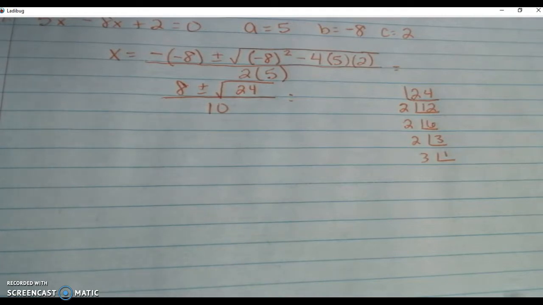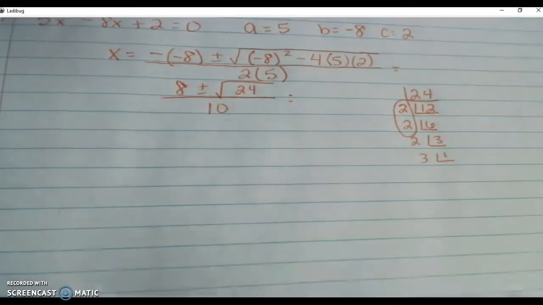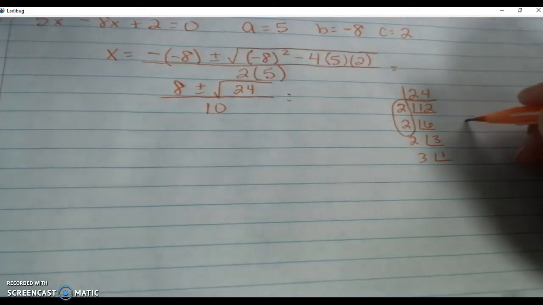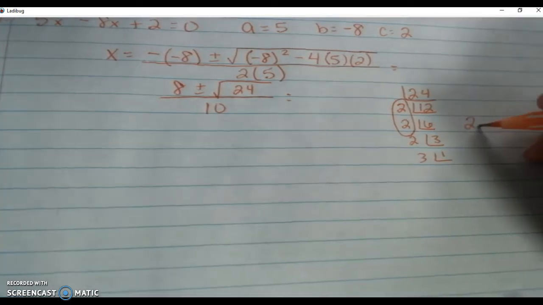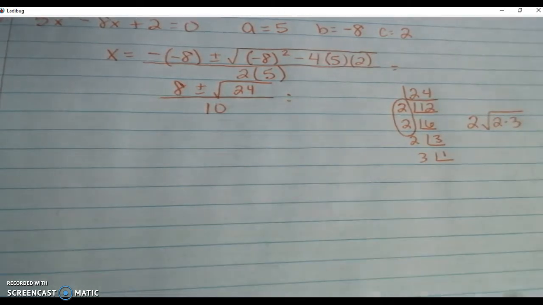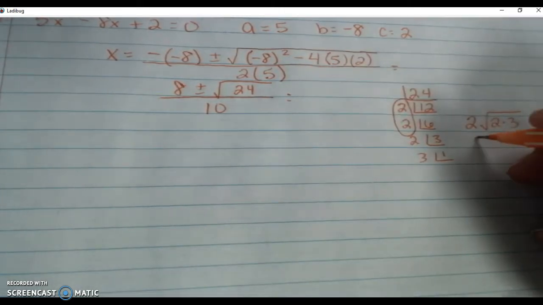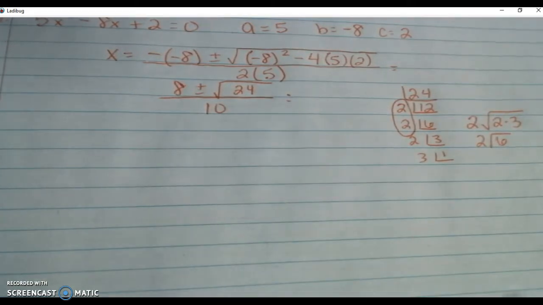We'll do a couple more. So now remember, we're looking for pairs. So I have a pair of 2's. So that means a 2 is going to come out. But then I have a 2 and a 3 left. I can't pair them up, so they both have to stay inside. So then that becomes 2 square root of 6. Any questions on that part?